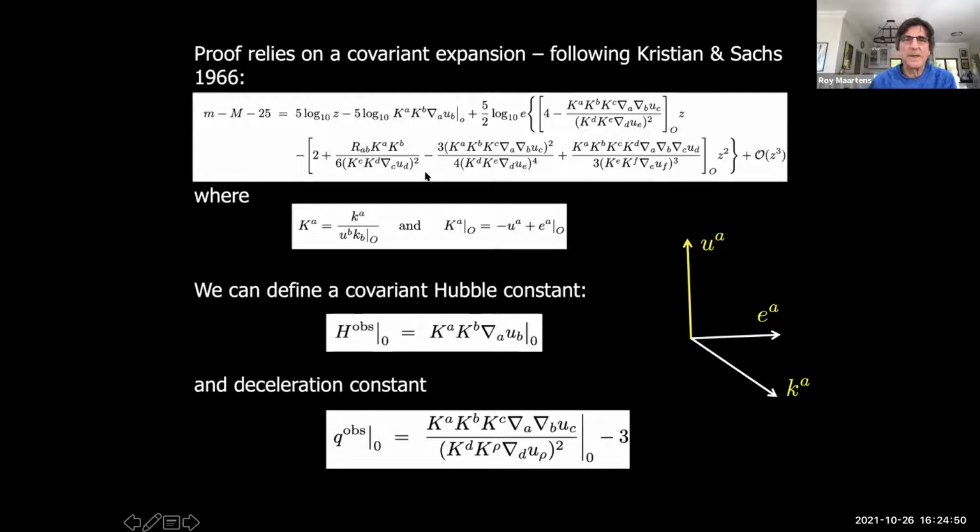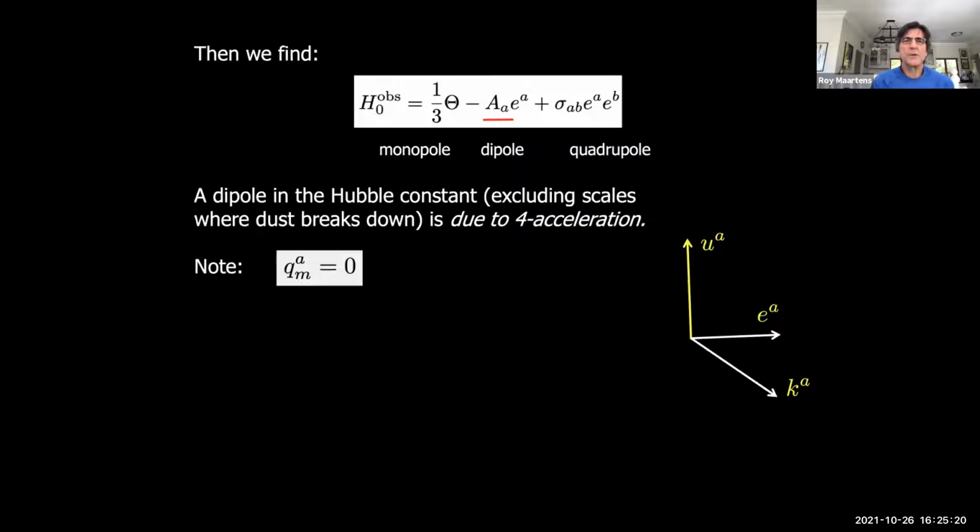then you can define a covariant Hubble constant observed by a co-moving observer as the second contraction with a covariant derivative, and a deceleration constant, which is effectively the second covariant derivative of U triple contracted with K and normalized, and then this minus three, just so that this reduces in Friedmann spacetime to the standard deceleration parameter. So you can show then that the observed Hubble constant has a scalar part, the monopole, a dipole and a quadrupole. So it follows that a dipole in the Hubble constant, if we exclude scales where the dust model for matter breaks down, is due to 4-acceleration. Note that because we've got co-moving observers, the dipole in the energy-momentum tensor vanishes, so it can't be due to that.